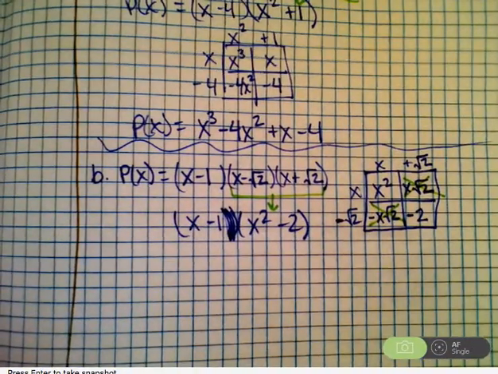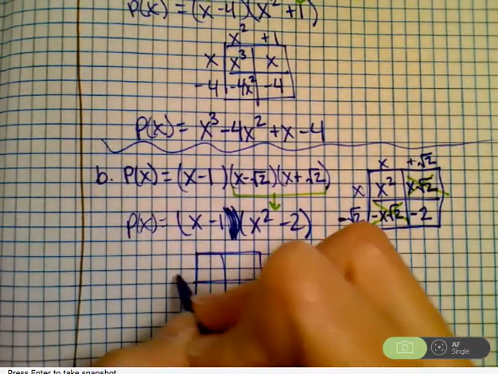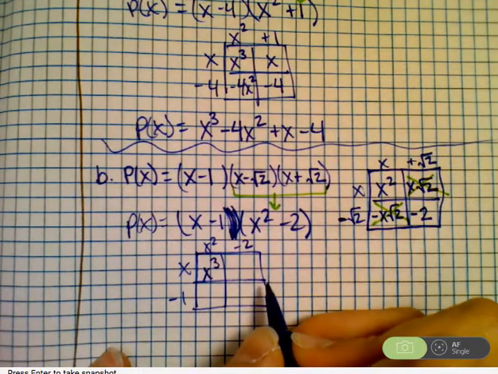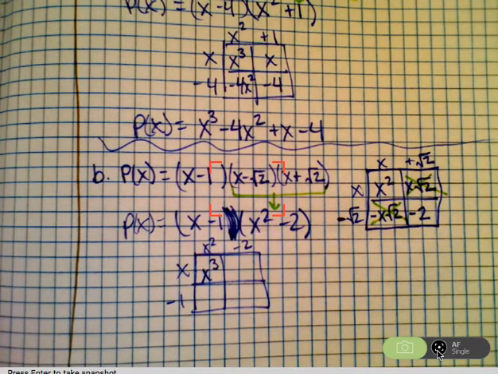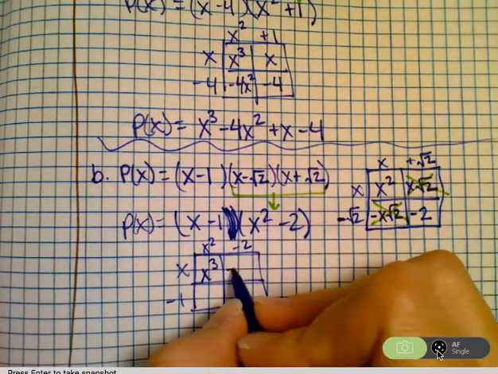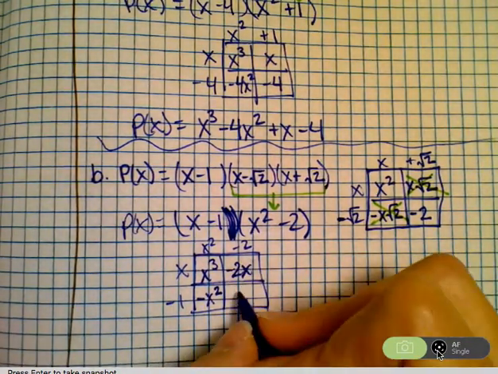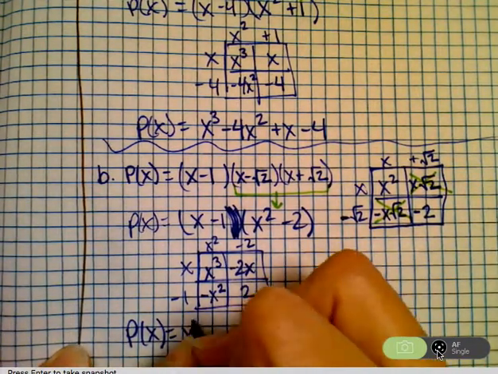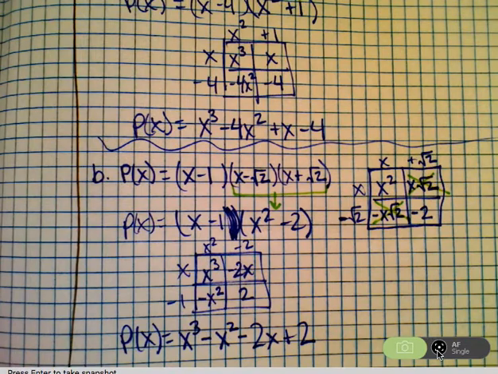And now we just need to multiply those two pieces out to get our final standard form. So let's see here, x minus 1, x squared minus 2. x times x squared is x to the third. x times negative 2, still negative 2x. x squared times negative 1 is negative x squared, and negative 1 times negative 2 is positive 2. So our final standard form is x to the third minus x squared minus 2x plus 2.